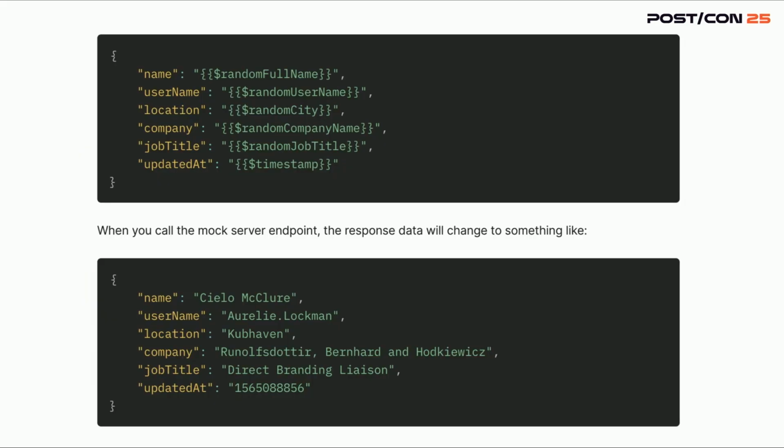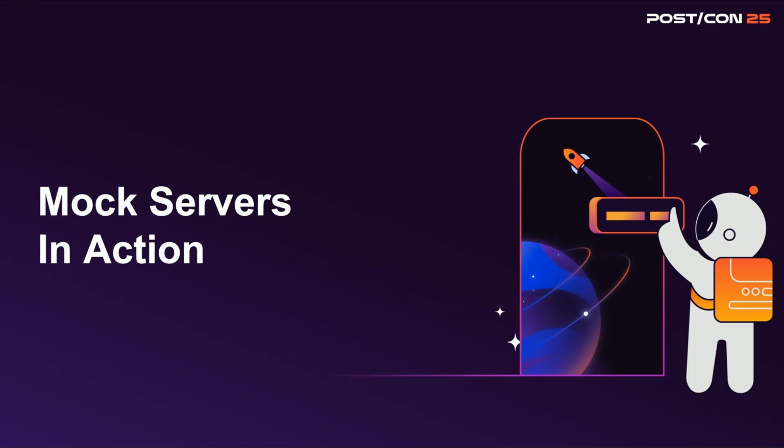So a couple of examples of what that looks like, especially in your responses. You have all of these fake responses, this is using the Faker library within Postman, and it's working on a mock server. And as you can see, every time you hit that API endpoint, you're able to generate interesting and dynamic fake data that you can use to build out your integrations. So let's see what a mock server looks like in action.